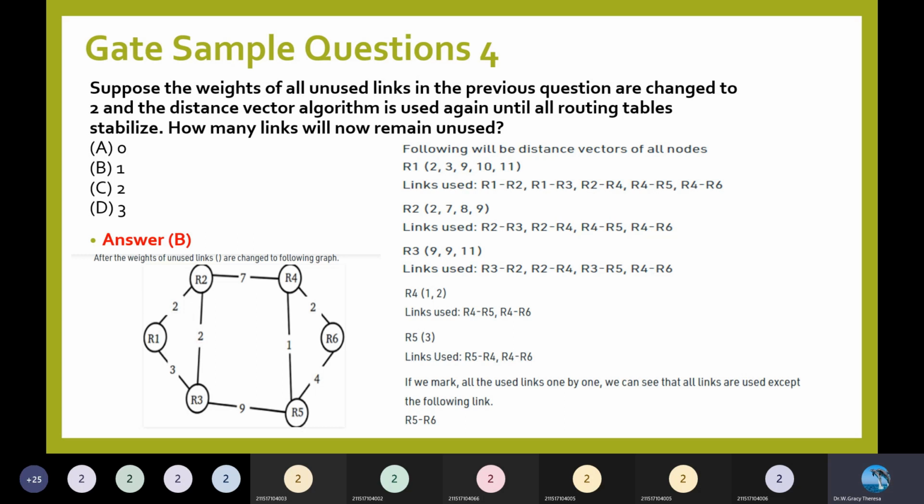Okay, remaining links. How many links are used between R4 to 1 and 2 and R4 to 3? By calculating each and everything, it is found that the last link, the R5 to R6, is the link that is found to be not used. Since it is of higher cost, it is not used, and that is the question they are asking here.